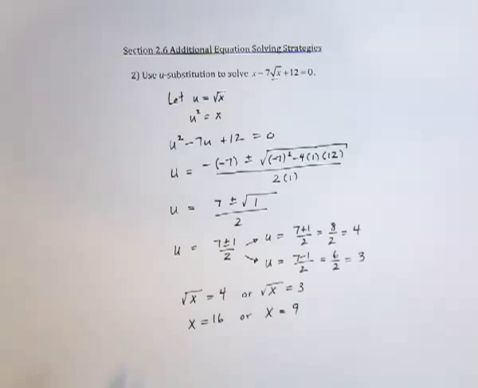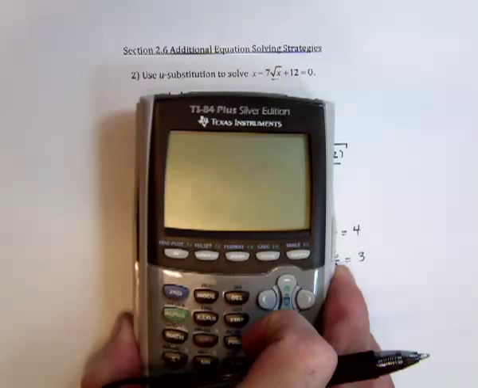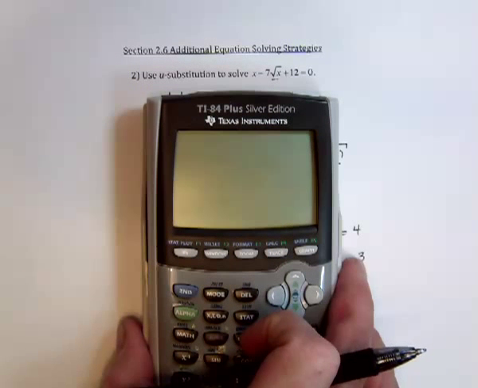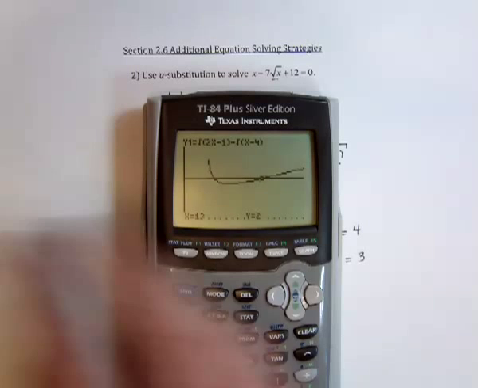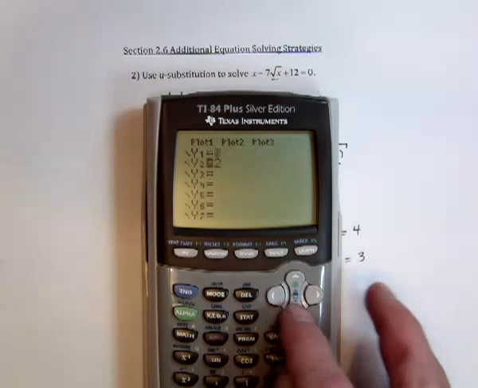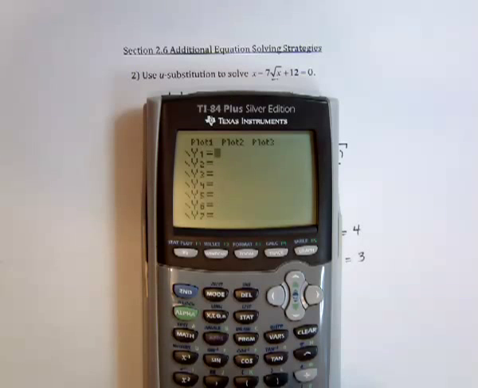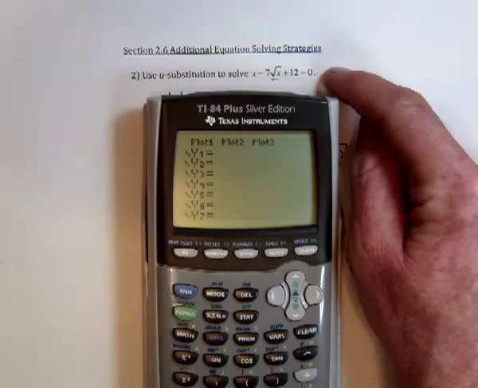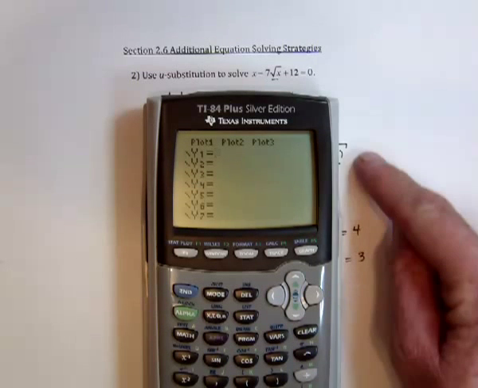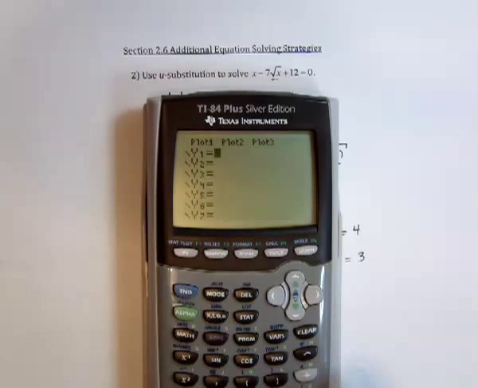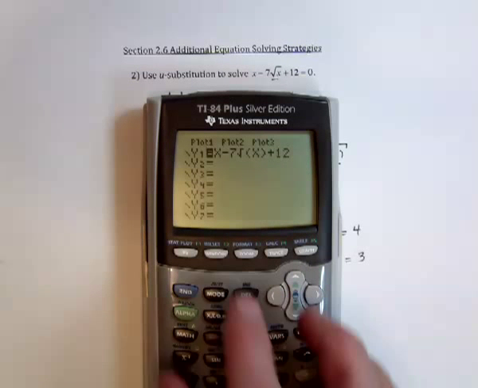We should check these answers, so use the graphing calculator as a check. So it's going to be y equals, and always graph the original problem instead of any of these other steps along the way in case we made a mistake along the way. Graph the original. So it's going to be x minus 7 times the square root of x, plus 12. And when does that equal 0 means the x-axis.